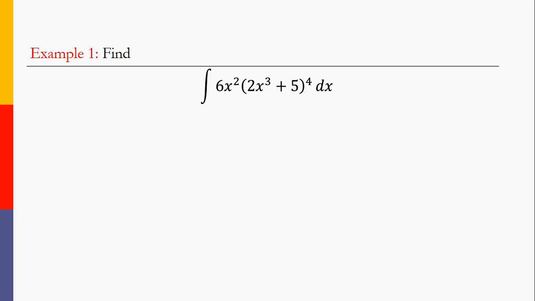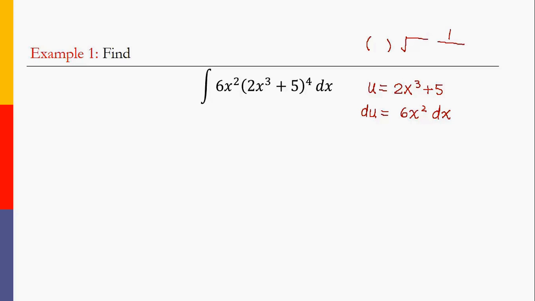The first step is to identify your u. U is inside a parenthesis, under the square root, or in the denominator of a fraction. In our case, we see the expression 2x cubed plus 5 inside a parenthesis, so we will call it our u. And the differential du will equal the derivative of 2x cubed plus 5, which is 6x squared dx.